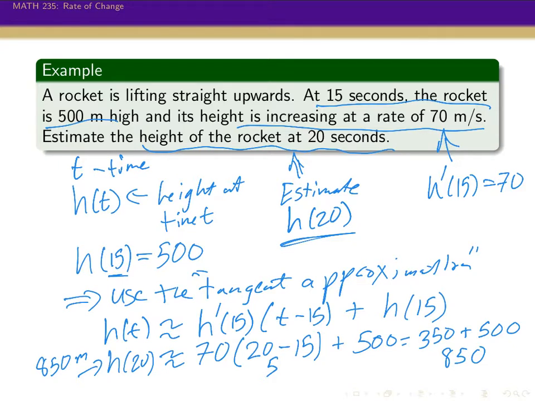And we actually can check that the units here make sense. So what are the units of 70 for h prime? Well, it's a derivative, and so it's talking about meters per second. Now the difference in time, so it's time minus time, and so that's going to be in seconds. So meters per second times seconds, multiplying those two together, this 350 here is talking about just meters. 500 is also in meters. And so we have meters plus meters give us meters for our answer.